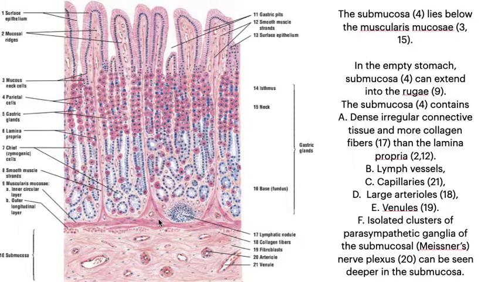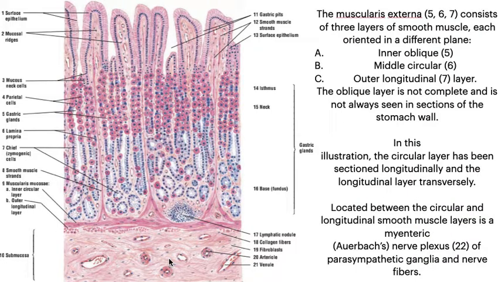Okay, so this is the submucosa that lies below the muscularis mucosa in an empty stomach. The submucosa can extend into the rugae. Rugae you're already familiarized with. Now the submucosa here will contain dense irregular connective tissue and more collagen fiber, lymph vessels, capillaries, large arterioles, venules, and parasympathetic Meissner's nerve plexus.